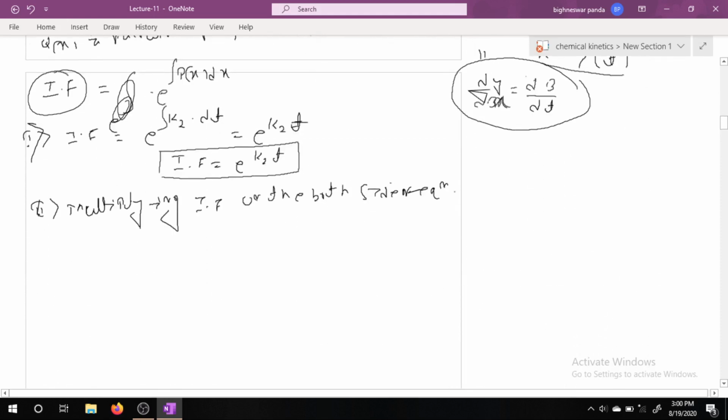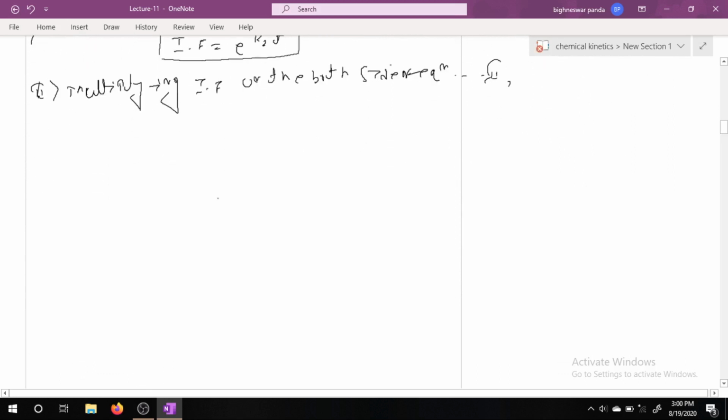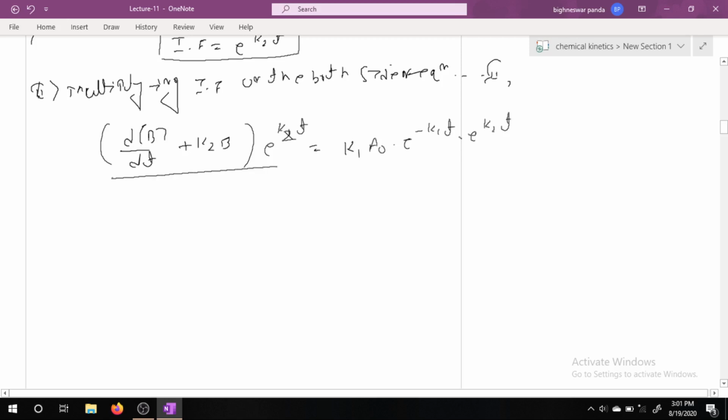Multiply on both sides of dB by dt plus k2 B, by e to the power k2t, and it will be equal to k1 A into... So here dB by dt plus k2 B, into e to the power k2t, I can simplify it as d by dt of B into e to the power k2t.